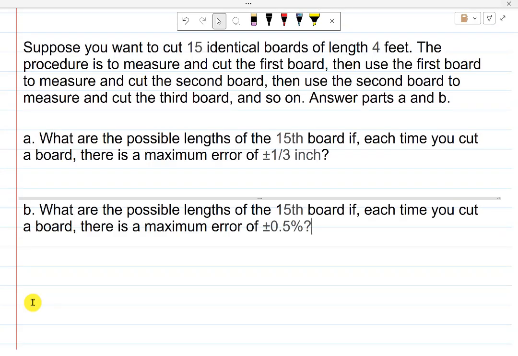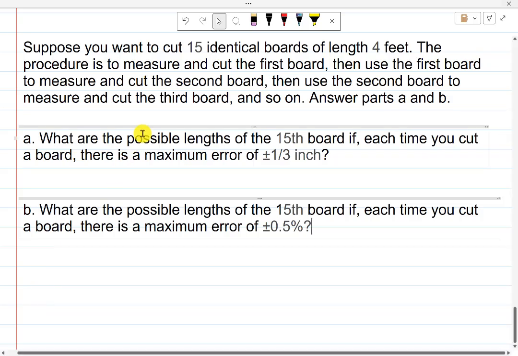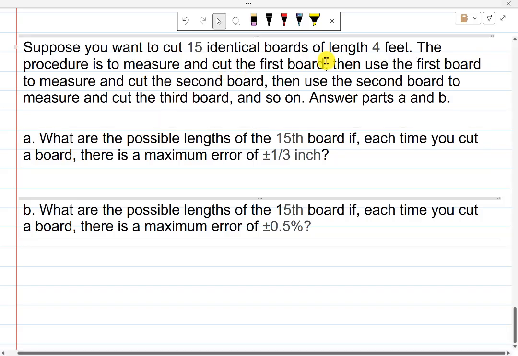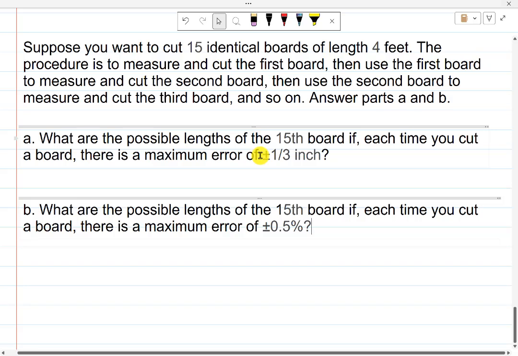In this last example, we're presented with two types of error situations here. Keep in mind the way this person is deciding to do the measuring of 15 lengths of wood. He's trying to get 15 of them exactly 4 feet if they can, but that's not always possible, of course. So the error here in part A, we see that each time he cuts a board, he could shave off plus or minus 1/3 of an inch. He could be 1/3 of an inch too short. He could be 1/3 of an inch too tall. So how far can it be for the 15th one?